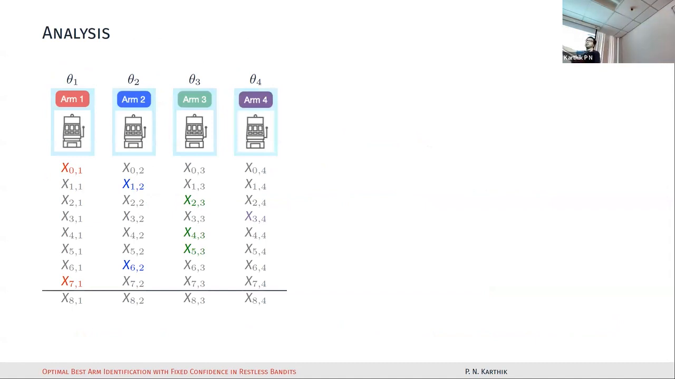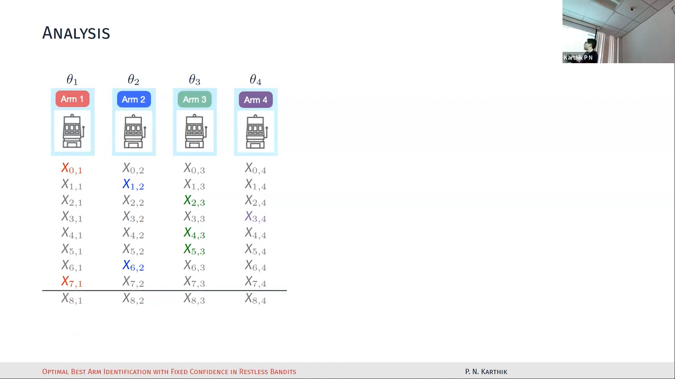Restless Markov arms. The transition matrices of the arms are parameterized by parameters theta 1, theta 2, theta 3, theta 4, following that single parameter exponential family model that I just described. So that was the model. Now we'll begin the analysis.